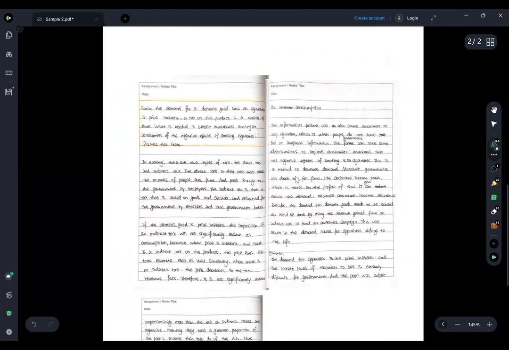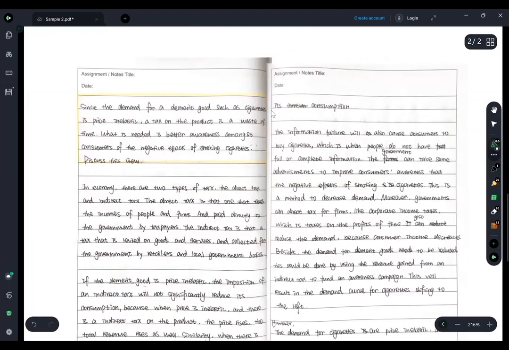Okay, let's have a look at part B. Actually, I don't know if it's part B, but that's at least a 12 mark essay question. So that's a part B for AS economics. Since the demand for demerit goods such as cigarettes is price inelastic, a tax on the product is a waste of time. A waste of time means that it's not effective, right? What is needed is better awareness amongst consumers of the negative effects of smoking cigarettes. Discuss this view.